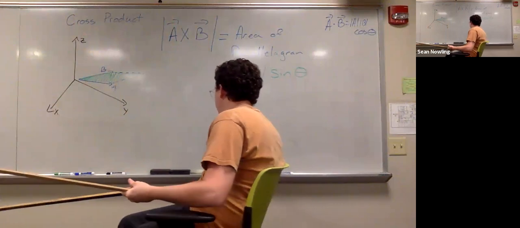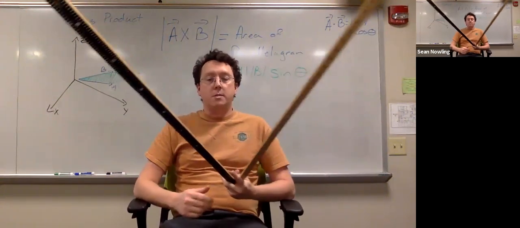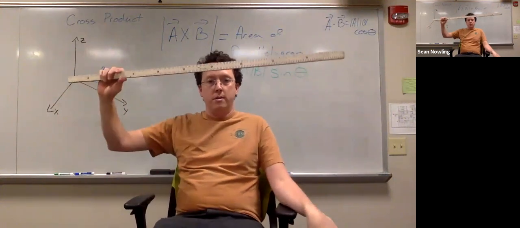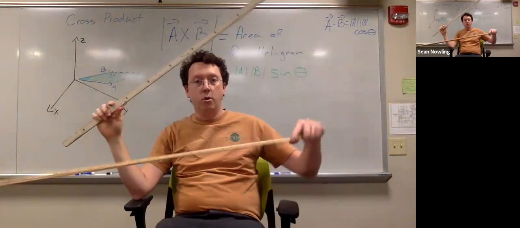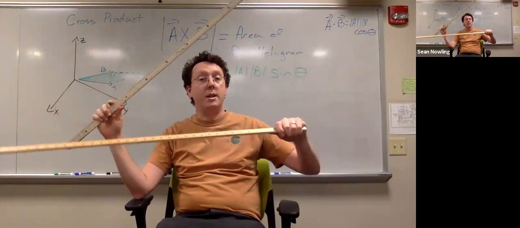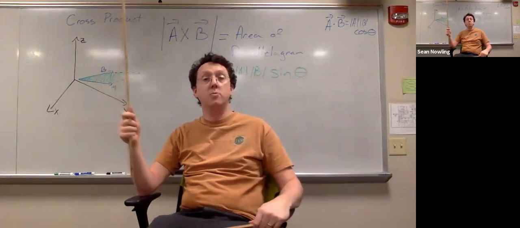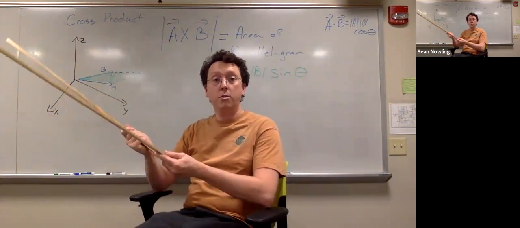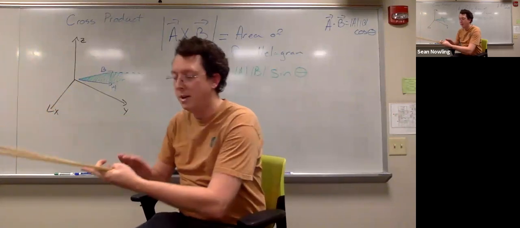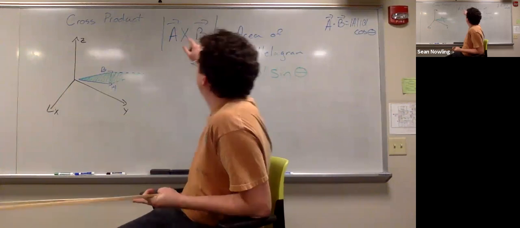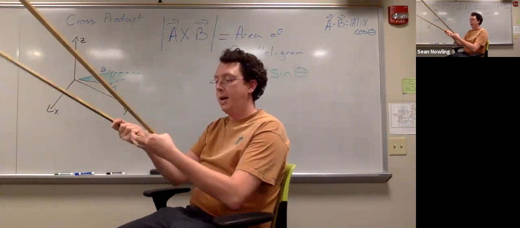Okay. How are we going to make this work? A cross B. So let's call the white ruler A. The normal ruler we'll call B. A cross B. Now everyone needs to do this with me. I'm going to hold these up, and you need to do the same thing. I'm going to form them like a parallelogram. Remember, I drew them tail to tail. So I'm going to hold them in my hand like that.